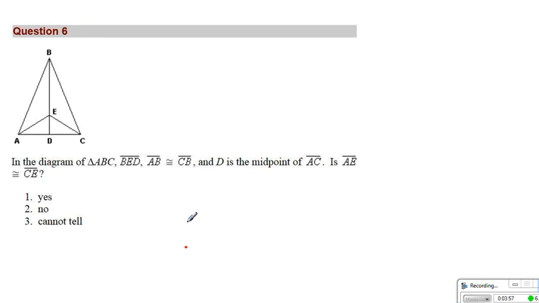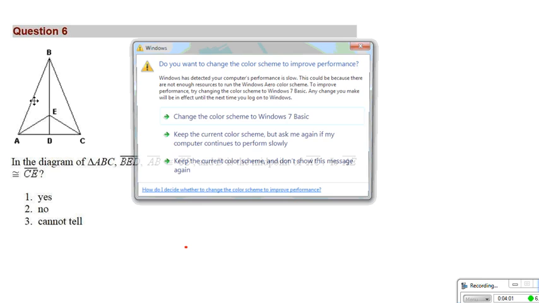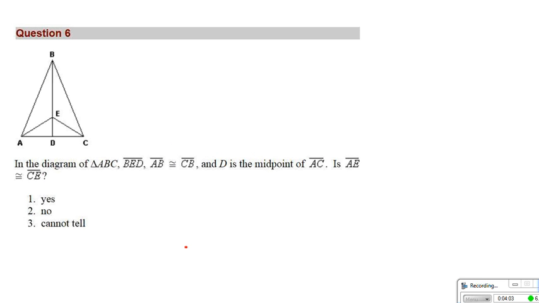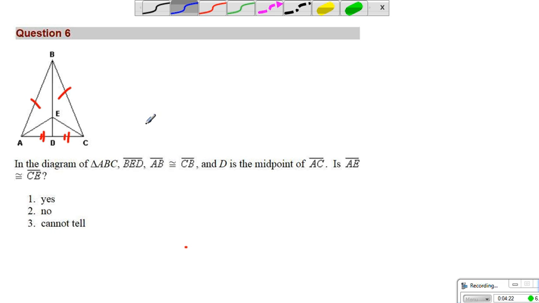And number 6. Here we have a triangle ABC, AB is congruent to CB, and D is the midpoint of AC. That means the other two line segments will be equal to each other. Is AE congruent to CE? Now, in order for us to see that, we need to figure out a couple of things here.